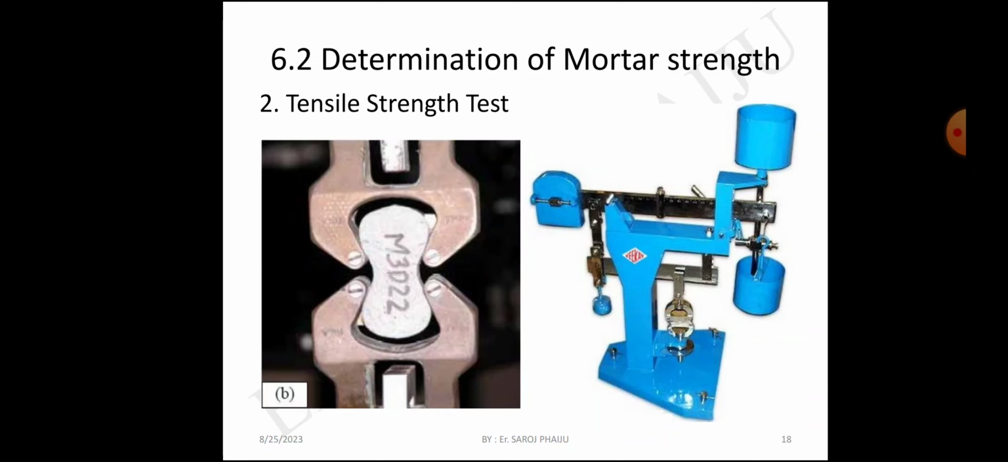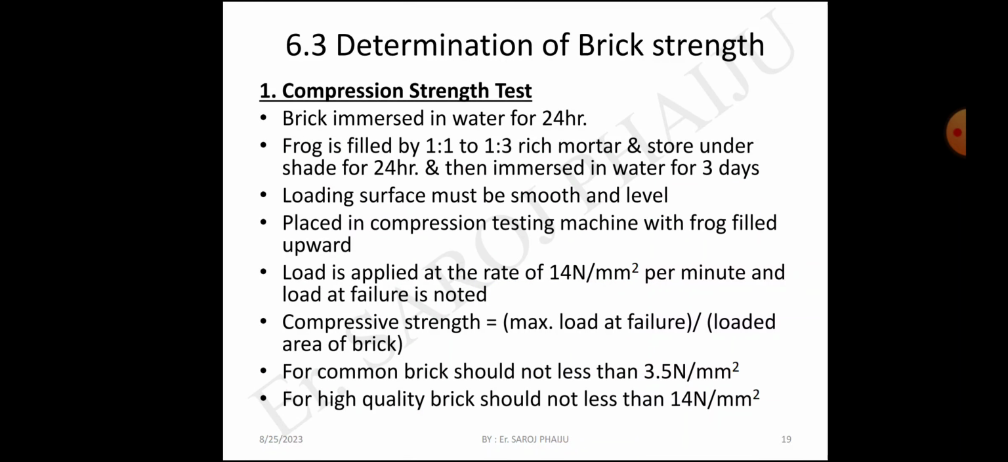Determination of brick strength in 6.3. Compression strength test. The brick is immersed in water for 24 hours. The frog is filled with 1:1 to 1:3 rich mortar and stored under shade for 24 hours, and then immersed in water for 3 days. The loading surface must be smooth and level. It is placed in the compression testing machine with the frog filling upward.